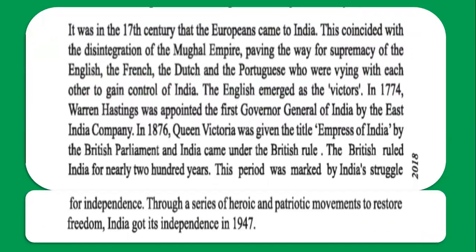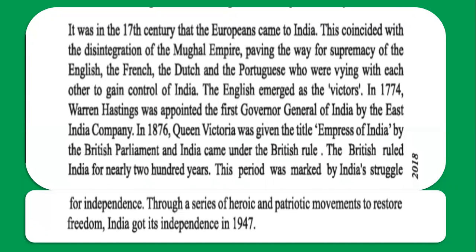It was in the 17th century that the Europeans came to India. This coincided with the disintegration of the Mughal Empire, paving the way for supremacy of the English. Thus, the Europeans were vying with each other to gain control of India. The English emerged as the victors.